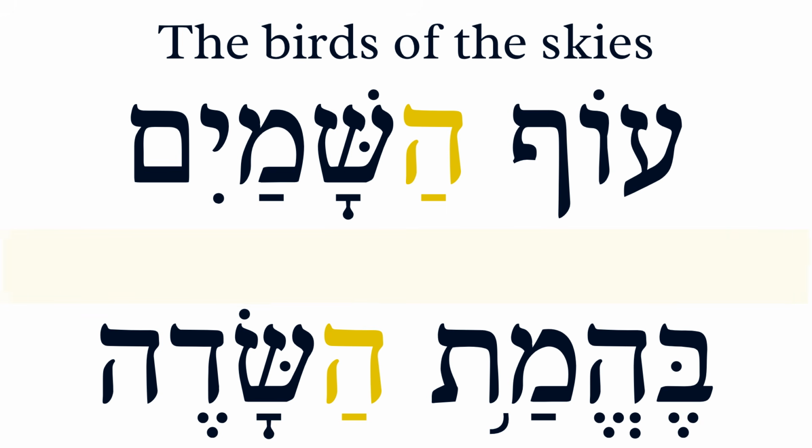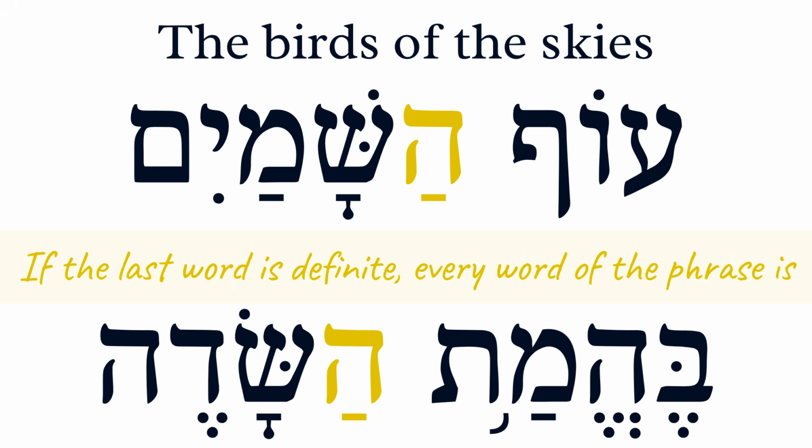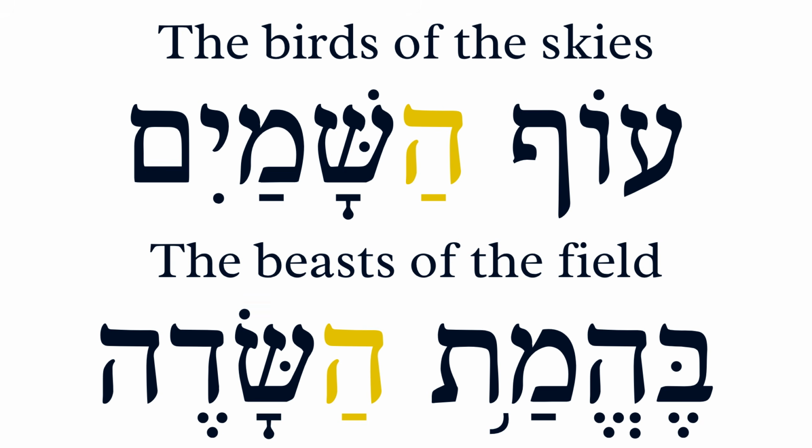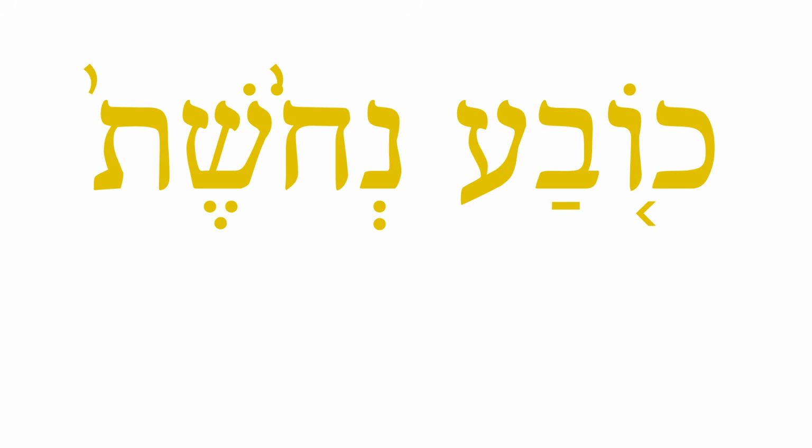In fact, it is only the last word in a construct phrase that can have the definite article or other marker of definiteness. If the last word has a definite article, every word in the phrase is automatically definite. So, of ha shamayim is the birds of the skies, and behemat ha sadeh is the beast of the field. If the last word of a construct phrase is not definite, the entire phrase will be indefinite.